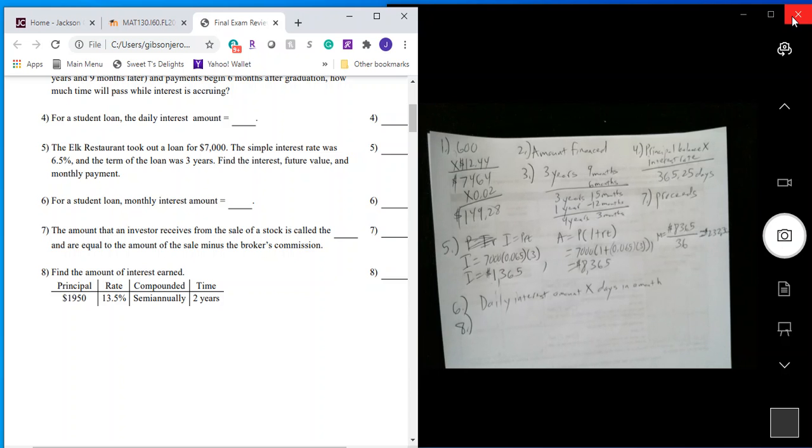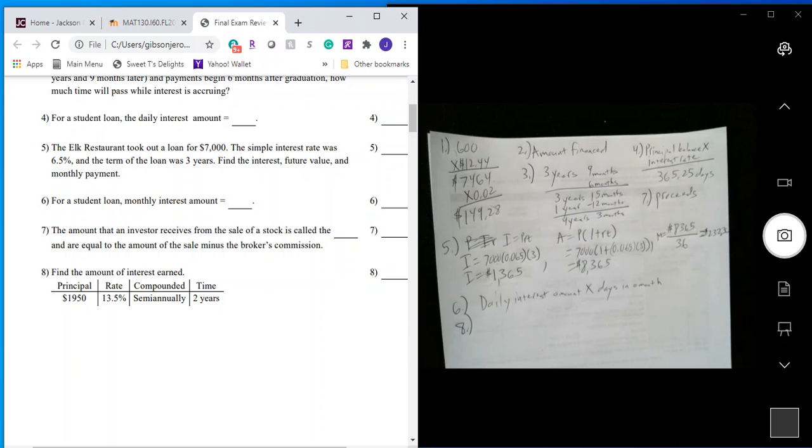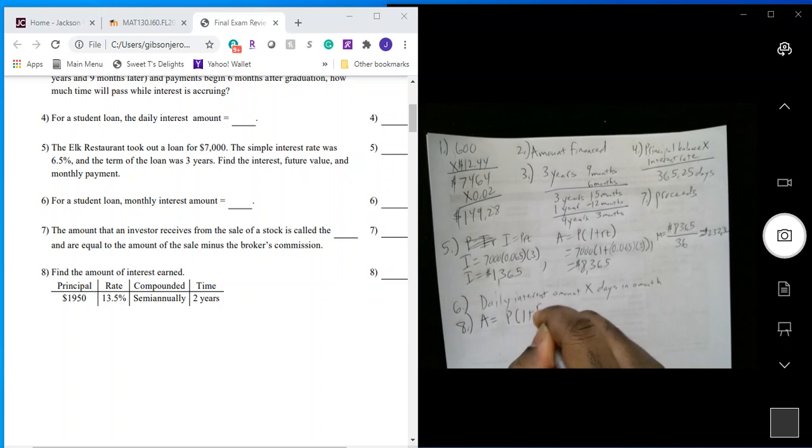Now they give us these values here, and we're supposed to put this into a formula. It says find the amount of interest earned. So we want to find the amount of interest earned. So the first thing we need to do is write down the compound interest formula, because as you see here, it said that interest is compounded. So the compound interest formula is A equals P times 1 plus R over N to the NT power.